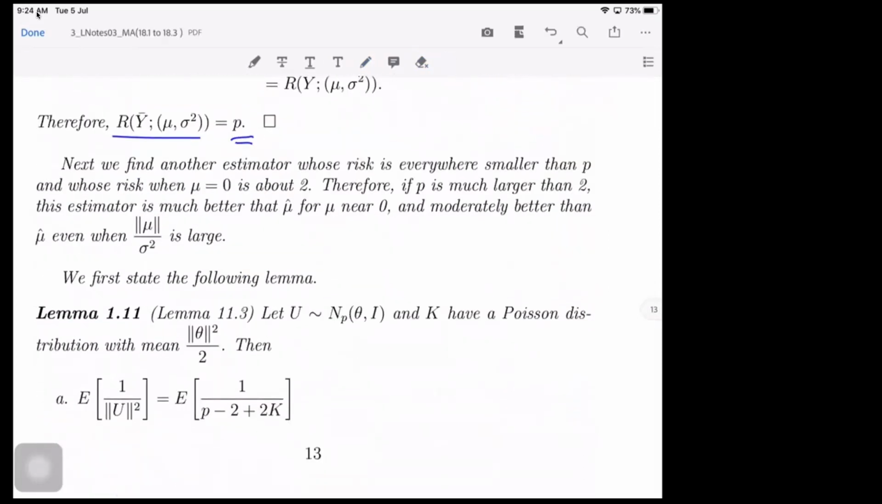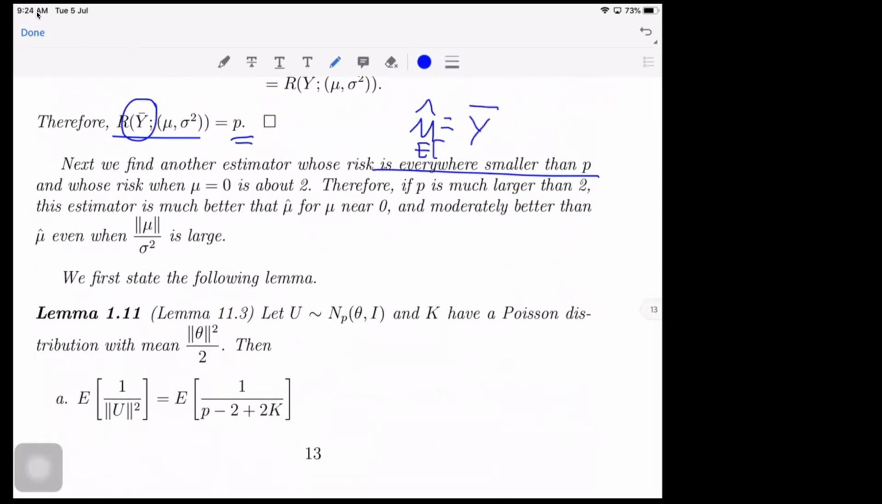Okay, so next we find another estimator whose risk is everywhere smaller than P. So para mahimo ang competitive, dapat ang mangita ta. So our mu hat is y bar. The expected loss or the risk associated when using y bar is P. So what we want is to find a mu hat hat, which is just a function of mu hat, but will have a risk which is less than P, no? Para may mo siyang competitive.